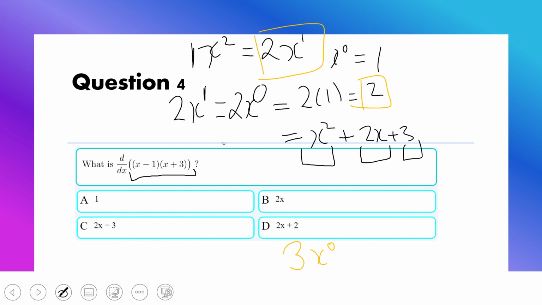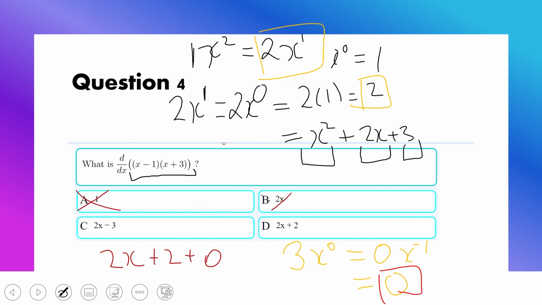And from this, because I manipulated it in that way, I can use a power law. So 3 times 0 is 0, and then you minus 1. Well, no, I don't have to go further, because anything times 0 is 0. So the derivative of 3 is just 0, right? So combining everything, the derivative will be, I'll write it here, 2x plus 2 plus 0. We don't have to write the 0. And then if you look carefully, it can't be option A, it can't be option B, it can't be option C, it must be option D, because you can see it's the same.